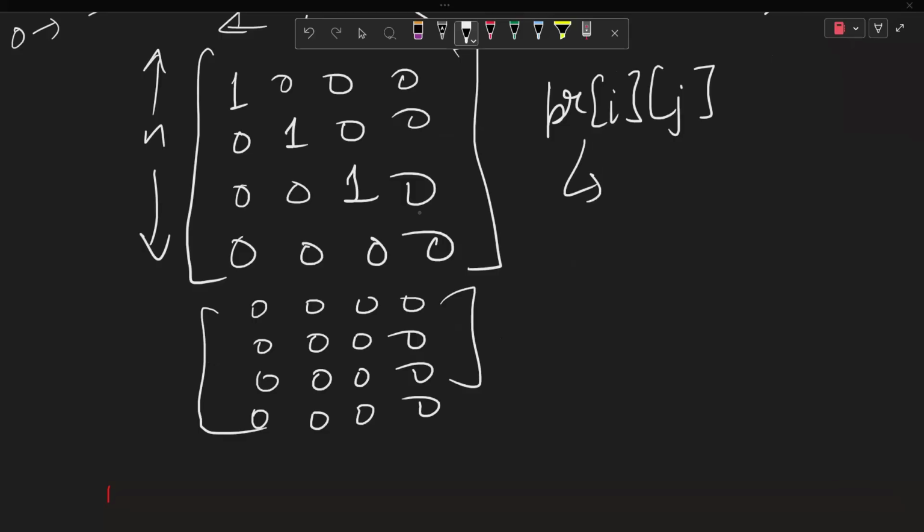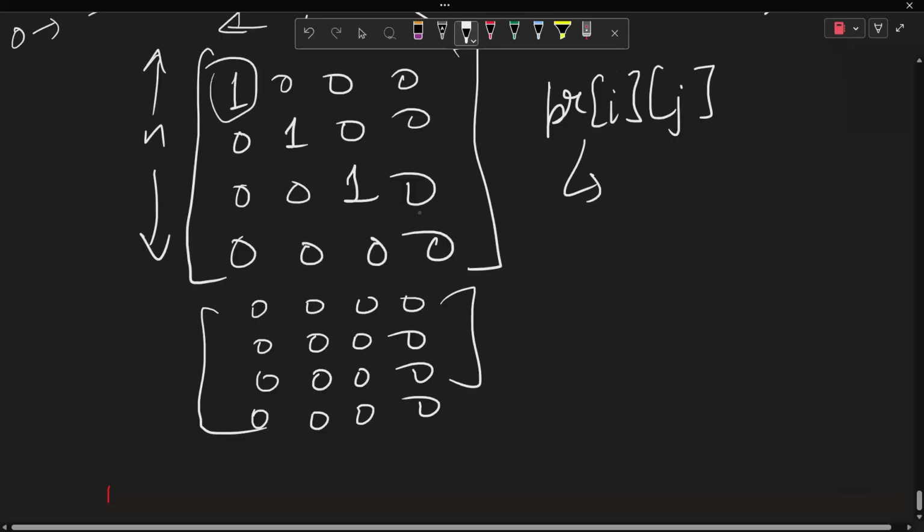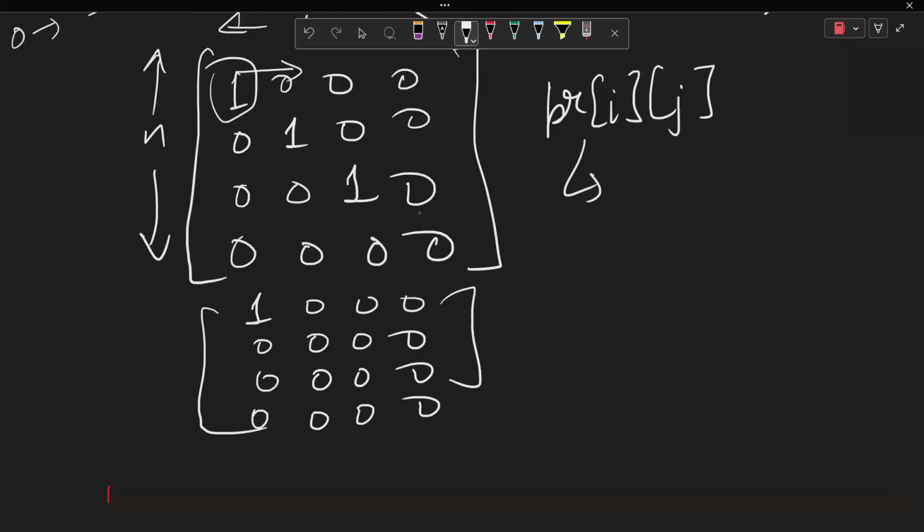Okay, so now what I'm doing, this is my prefix array. At this place, I'm definitely going to have only the 1, so I would initialize with this. So I would take a 1 here. Now I would move like this. And first thing I would do is compute a 1D prefix array for each row.